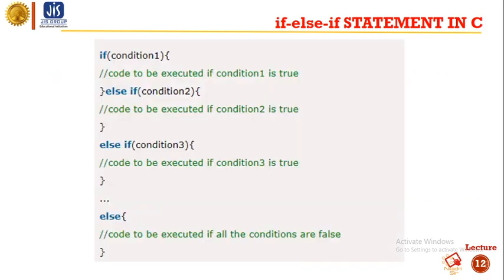So this is the else if condition. As you can see, there is a condition in the if. If this condition 1 is satisfied, then the code here will be executed. And there is another condition, that is else if. If this condition is satisfied, then these codes will be executed. And here is another condition. If this condition is satisfied, then these codes will be executed. And this is the else part. If none of these three conditions is satisfied, then this else part will be executed.